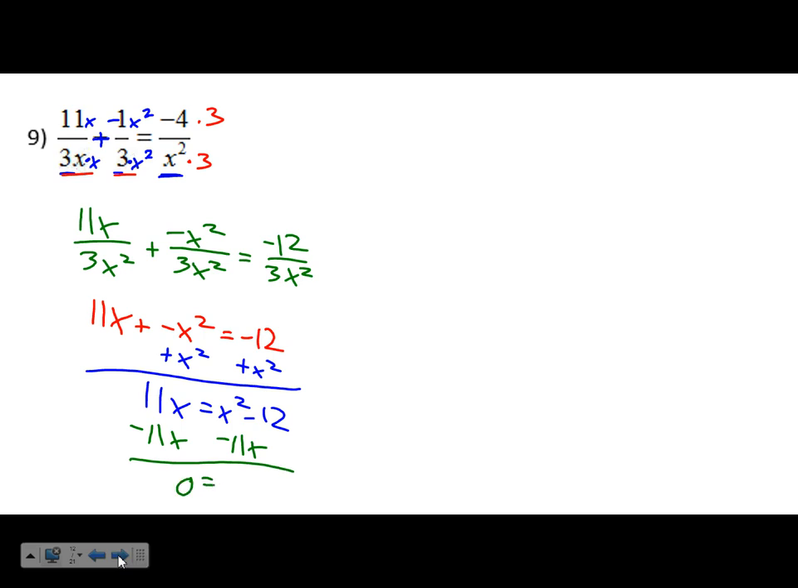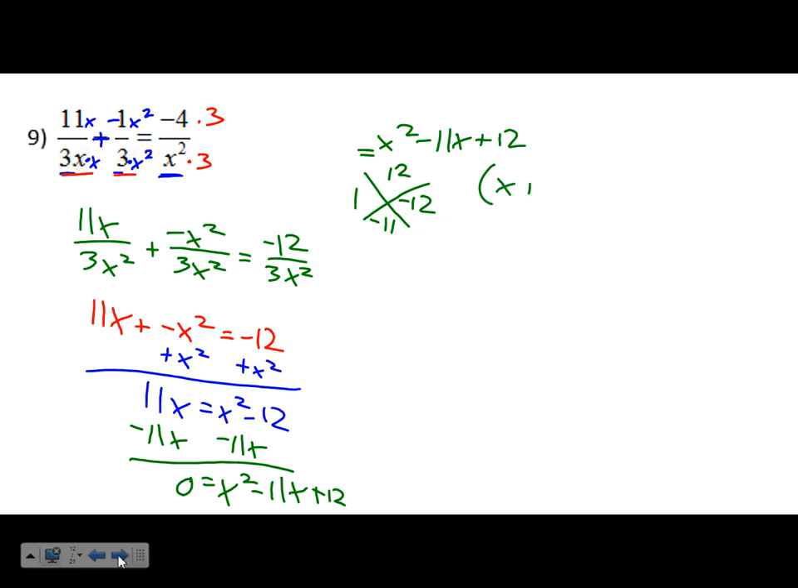We end up with 0 is equal to positive x squared, that's what we wanted, minus 11x plus 12. So we have x squared minus 11x plus 12, and we're doing our x factoring for this. So factors of 12 that add up to be negative 11. I have 1 and 12, but the 12 is negative, and there's no number in front, so we can do our shortcut. x plus 1 times x minus 12 is equal to 0. So x is equal to negative 1, because that's what would make this 0, and x is equal to positive 12, because that's what would make this 0.